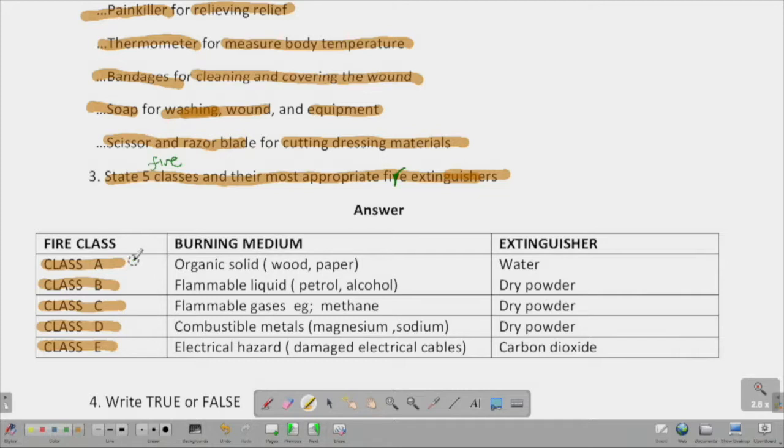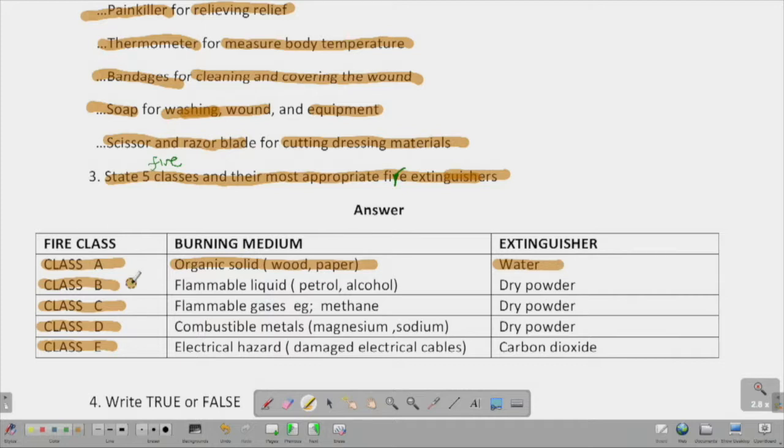So for class A fire, the burning medium is organic solid, wood, paper. So maybe if you have a paper and you light a matchstick and then you see some fire, we call that fire a class A fire. And how can you extinguish it? How can you make it go off? By using water. And then we have class B fire over here.